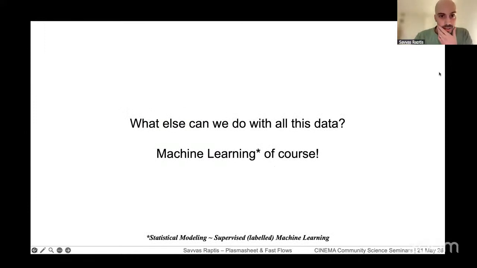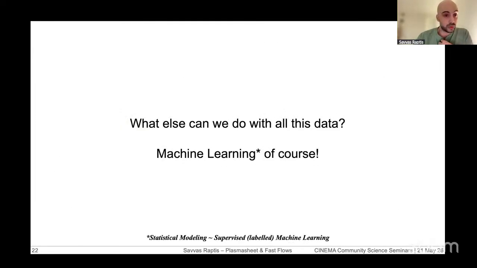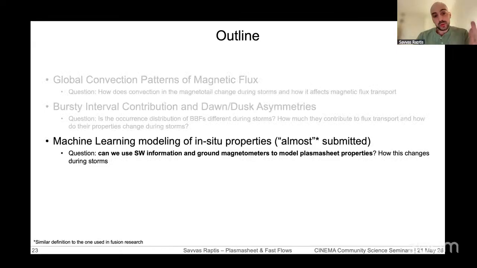So the next step, after we did all this more traditional analysis, is to do something more than that. And of course, when you have a lot of data, the easy answer is to just use machine learning and try to do some, as I called in the title, data-driven modeling. This is the third part of the work.